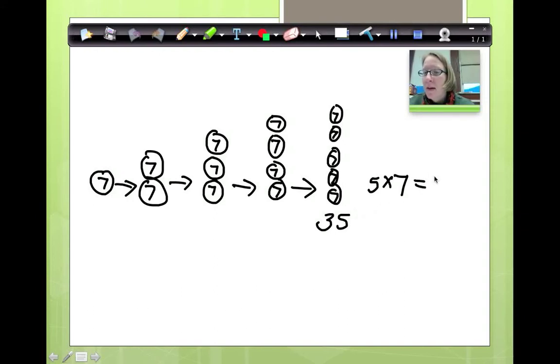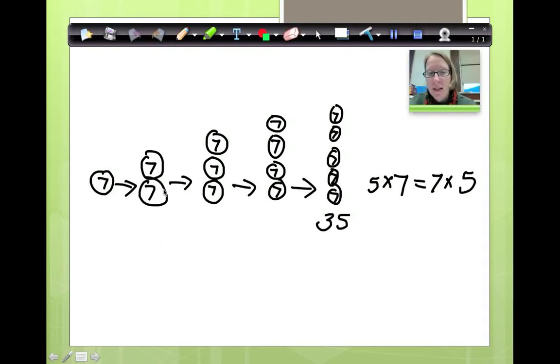That's going to be 7 groups of 5, correct? Okay, now what do they all equal? They all equal 35, all of them. So 5 times 7 is 35, 7 times 5 is 35. Okay, now what if I said, what is 5 7s?